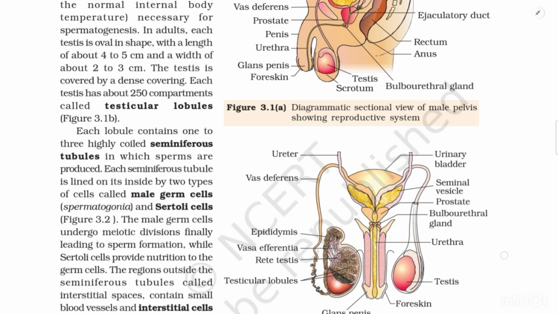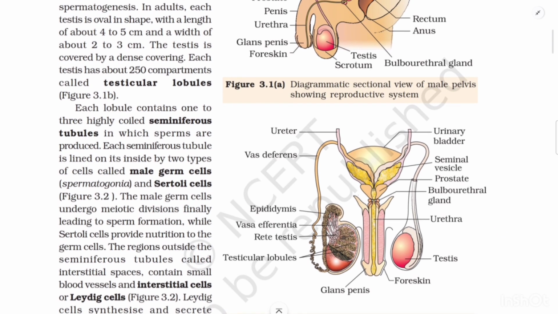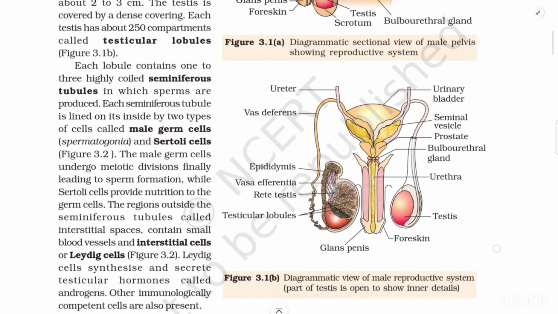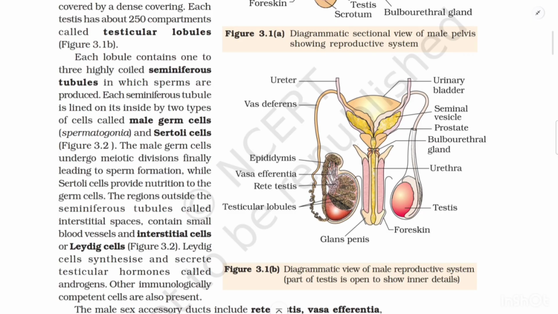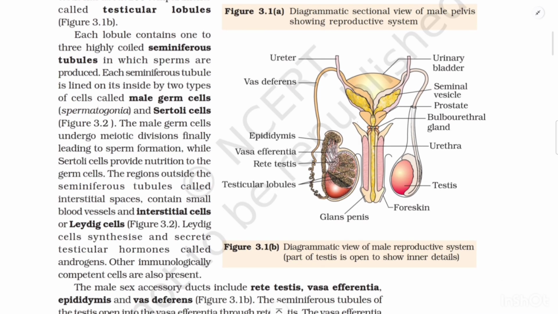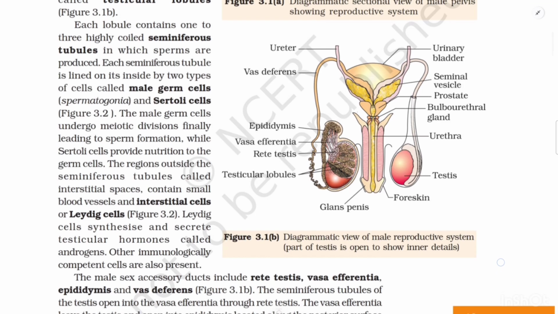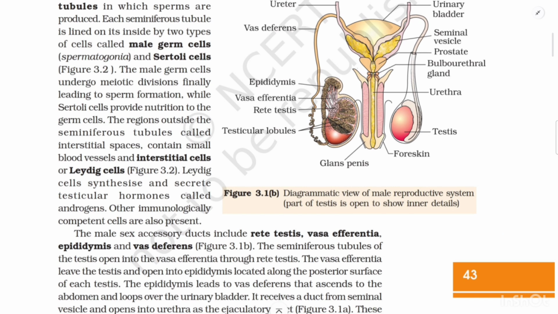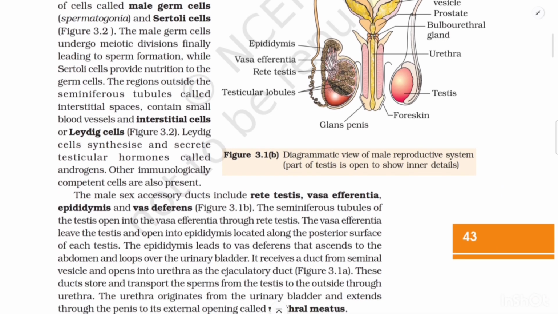Each seminiferous tubule is lined on its inside by two types of cells called male germ cells, that is spermatogonia, and Sertoli cells. The male germ cells undergo meiotic division, finally leading to sperm formation, while Sertoli cells provide nutrition to the germ cells. The regions outside the seminiferous tubules, called interstitial spaces, contain small blood vessels and interstitial cells or Leydig cells. Leydig cells synthesize and secrete testicular hormones called androgens. Other immunologically competent cells are also present.